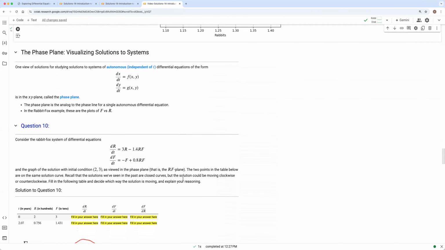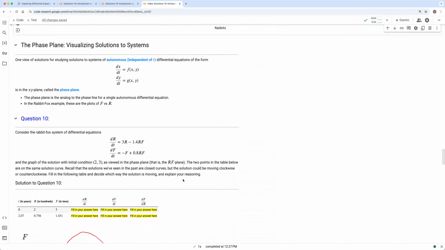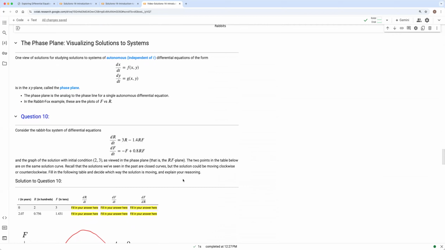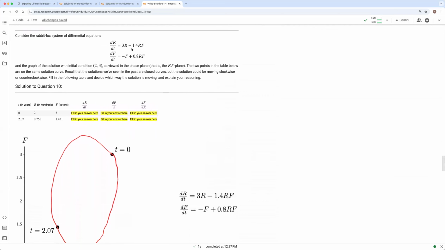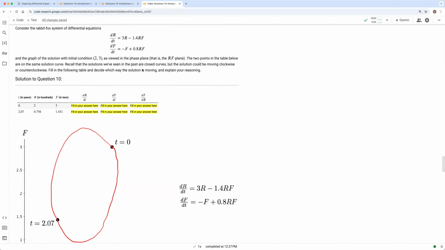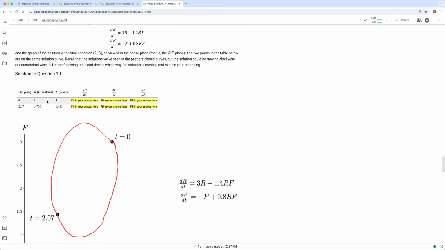Okay, so let's take a look at how we can visualize solutions in the phase plane for a system of autonomous first-order differential equations, such as the rabbit-fox model that will be our motivating example. So we've got this same system of differential equations, and let's say we start initially with R equals 2, F equals 3. So we've got 200 rabbits and 30 foxes in our ecosystem. And what we've seen is we get this periodic behavior in rabbits and foxes, and hopefully that makes some intuitive sense why we're seeing that behavior.